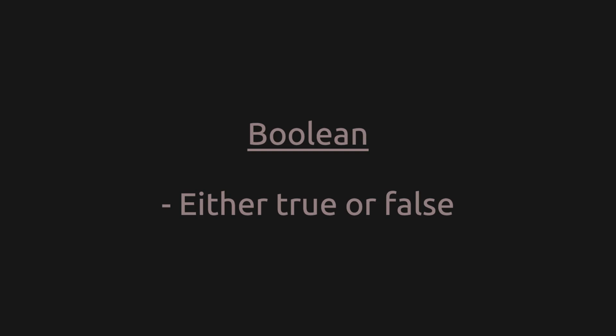It has two states. So you could think of, for example, a variable called lamp on. If it holds the value of true, then the lamp is on. And if it holds the value of false, the lamp is off.